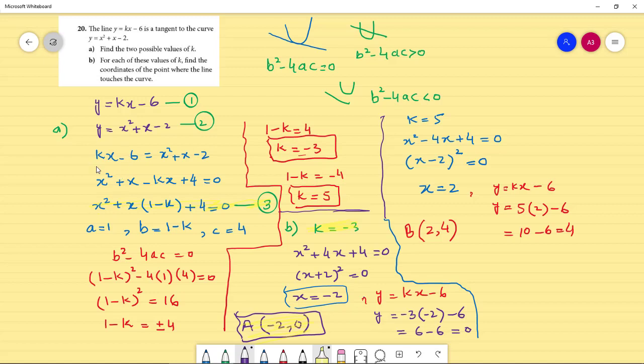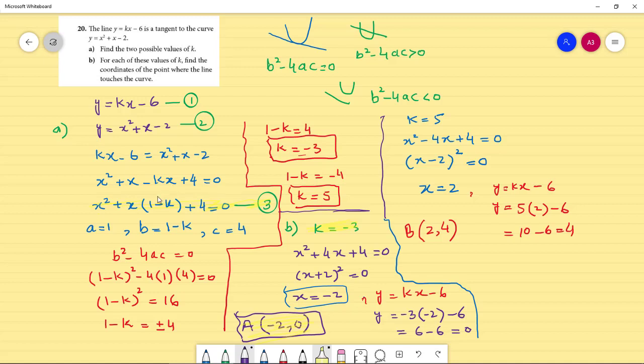Now solve them simultaneously. kx minus 6 is equal to x squared plus x minus 2. So x squared plus x minus kx plus 4 is equal to 0. Shift this side onto this side. What we actually do, we just put this y value into the second equation. So this will become a third equation.